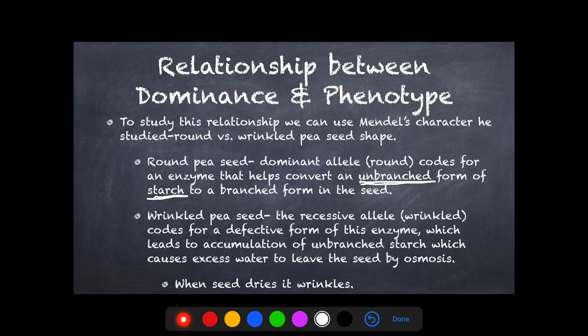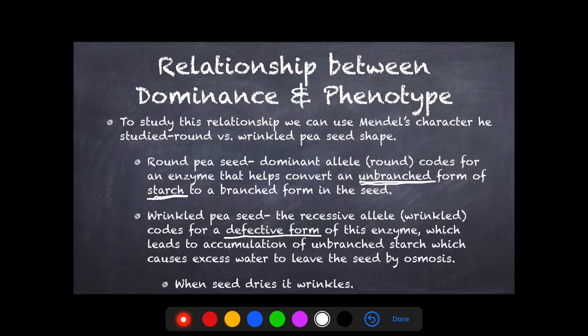But for the wrinkled pea seed, you're going to have a recessive allele, which is the wrinkled, and that's going to code for a defective form, all right? It's going to code for a defective form of this enzyme, which is going to lead to an accumulation of unbranched starch, which causes the excess water in the seed to leave through the process of osmosis. And when the seed starts to dry up after the water has left, it's going to wrinkle.